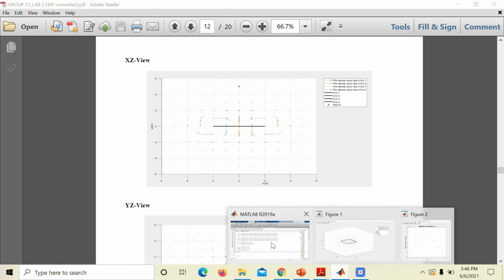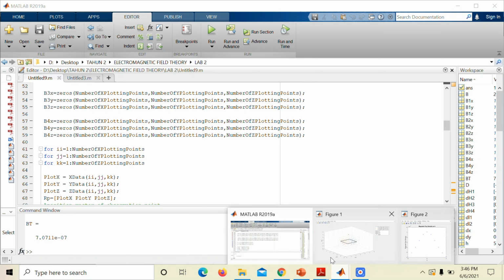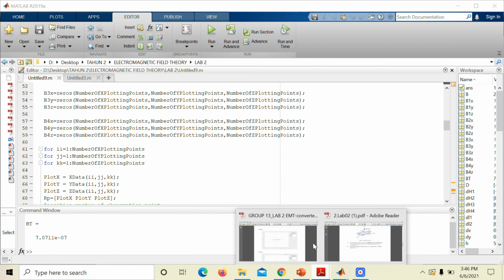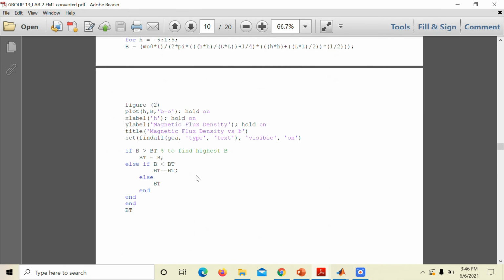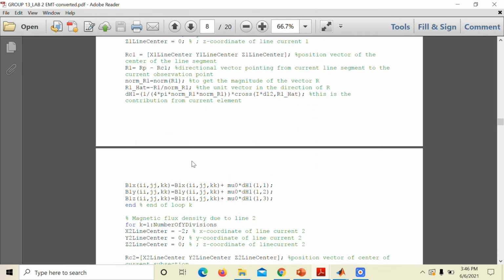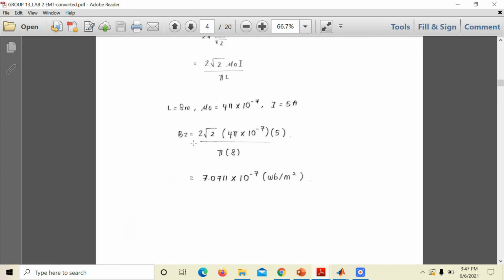As we can see here, the value that we get in MATLAB is 7.0711 exponent -7, which is already the same as the calculated value for the question in part A. So here we get the same result as the MATLAB simulation.